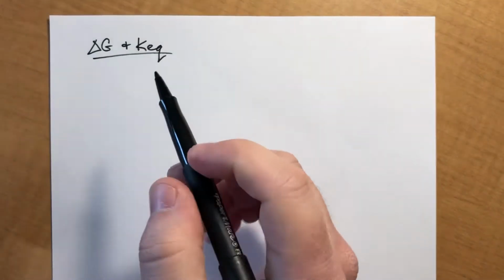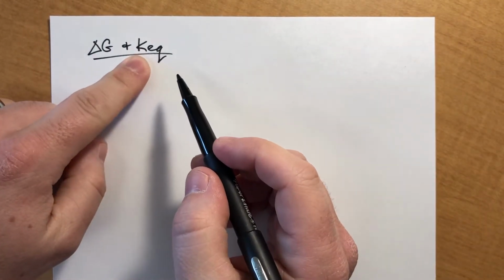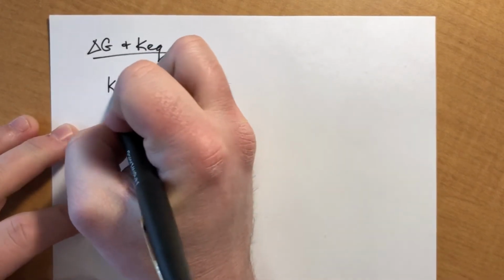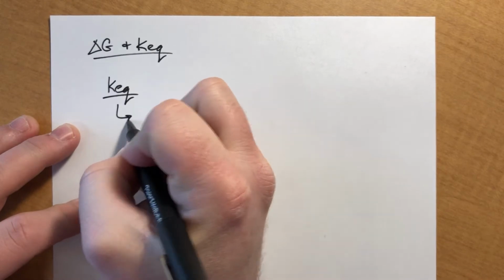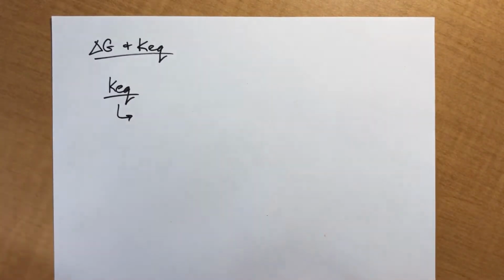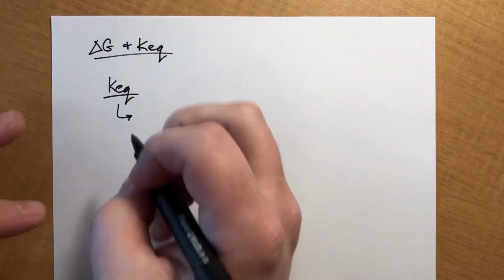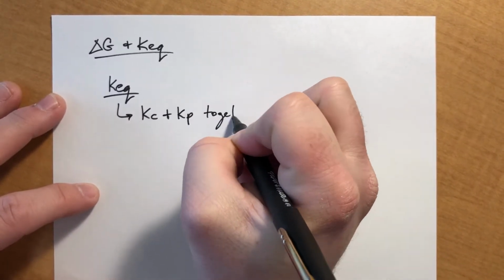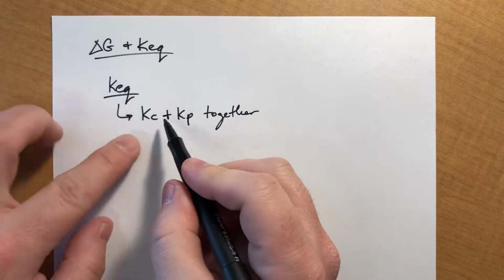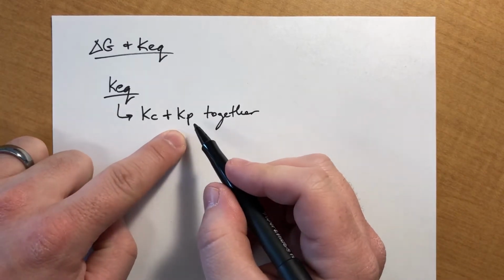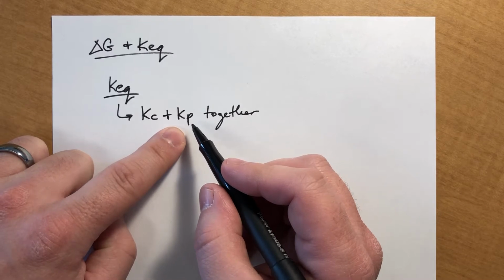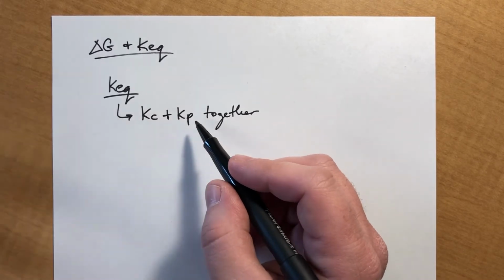A quick recap. In the equilibrium chapter, we mostly dealt with Kc or Kp, and I briefly mentioned Keq, but I want to recap this real fast. It's essentially like Kc and Kp together. Kc is everything in terms of concentrations, and Kp is everything in terms of pressures, or in terms of atmospheres, because everything is in pressures of gases.